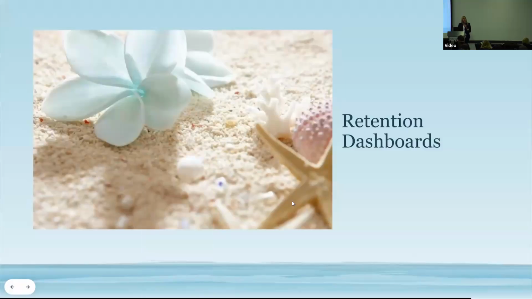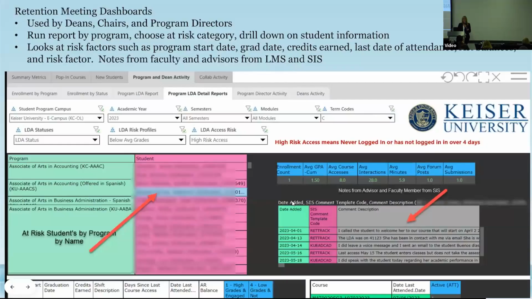So I'm going to talk a little bit real quick. I don't know how my time is, but this is the other piece that we use, our retention dashboards. And in our retention meetings, it's not just academic people that sit in those meetings. It's financial aid, the bursar, the registrar, associate deans, deans, because making a decision on a student, you have to look at all the factors that are affecting that student. So this is kind of what one of our retention dashboards looks like.